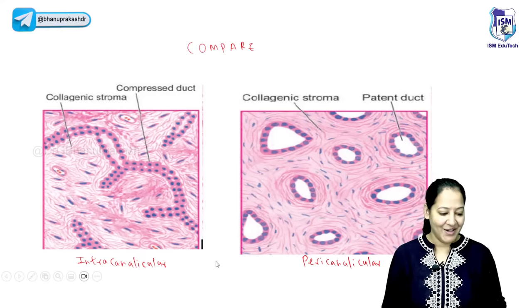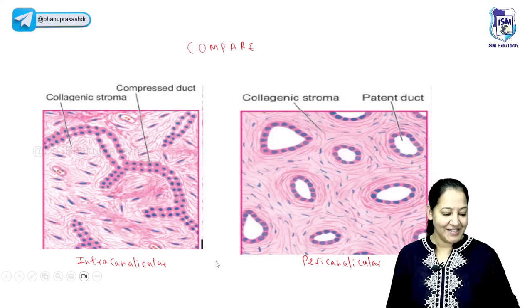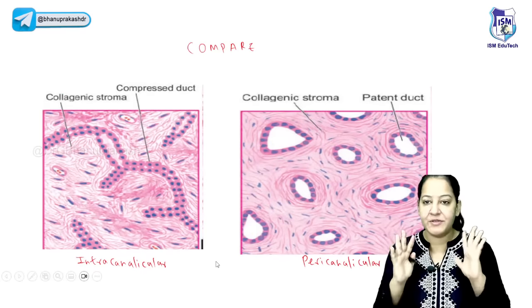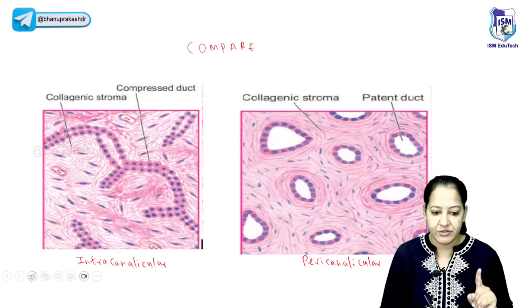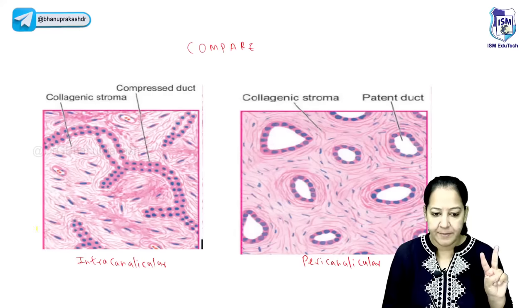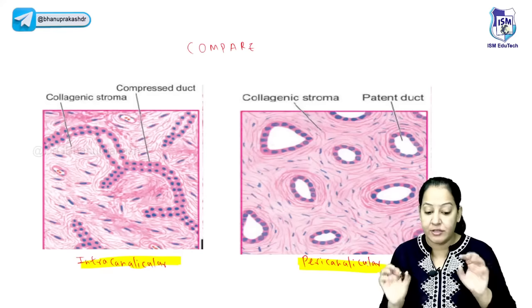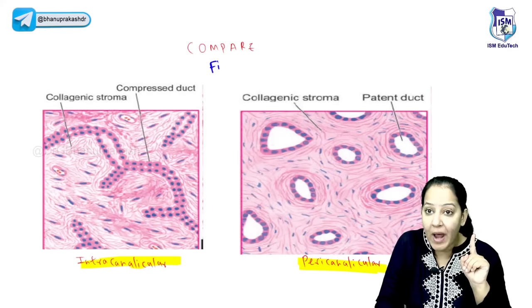Okay. Can we go ahead? Anyone having any doubt here? The two types of fibroadenoma I taught you. Can you compare the two types of fibroadenoma? Both of them are in front of you. Can you tell me what are the two types? Intracanalicular and pericanalicular. The two types of fibroadenoma.